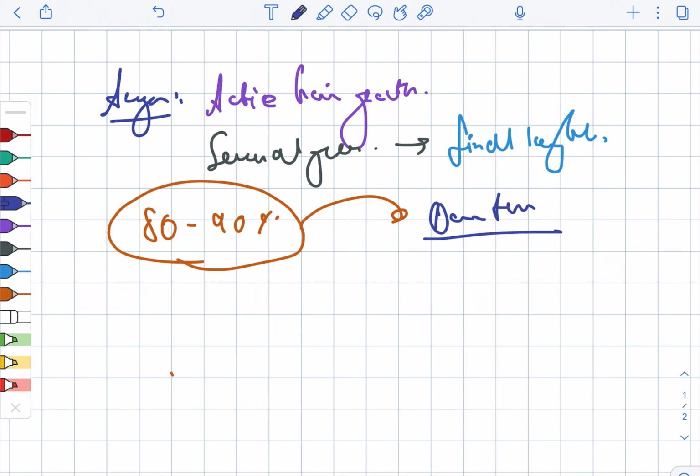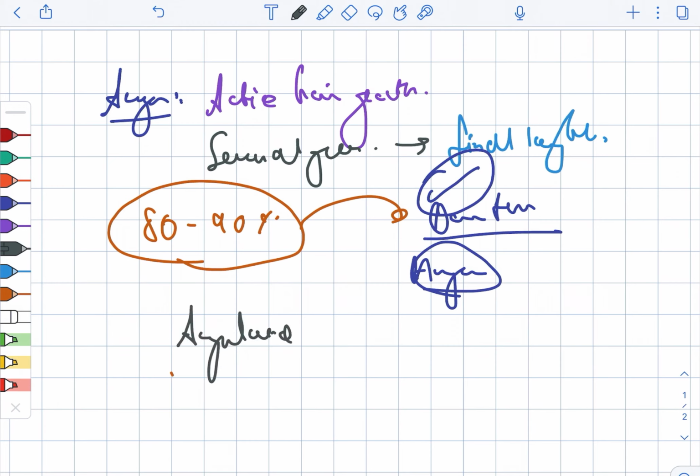80 to 90% of the hair follicles on the human scalp are in anagen at a particular time, and it can be identified by the presence of anagen roots. So in the case of anagen roots, it is nothing but the anagen.